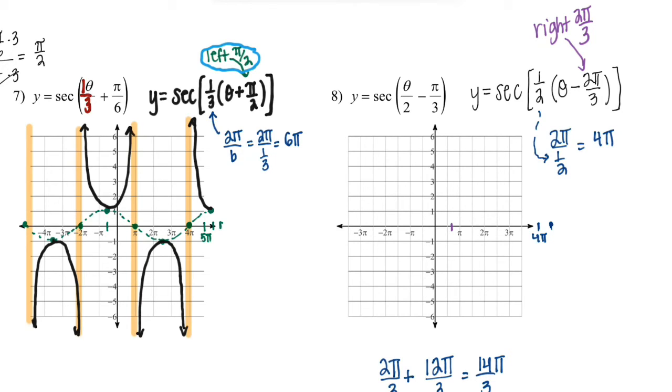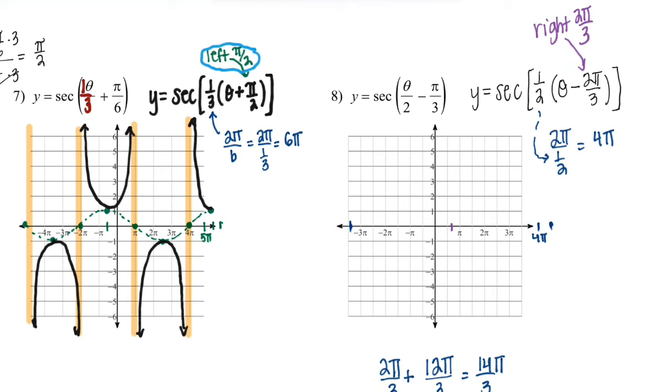But I can still graph this. To the left, 2 pi over 3 minus 4 pi is negative 10 pi over 3. And that's negative 3 1/3 of a pi. So we're talking probably right about here.